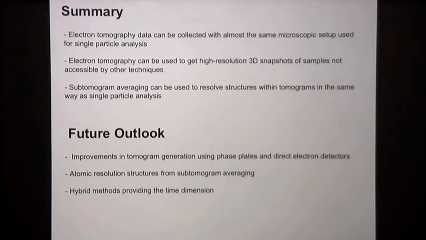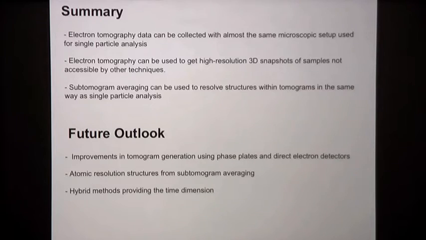Electron tomography data can be collected with almost the same microscope setup as we have for single particle analysis. Electron tomography can be used to get high resolution three-dimensional pictures of our sample, which are not available from any other technique. And we can use subtomogram averaging in the same way as single particle analysis to resolve high resolution structures within tomograms.